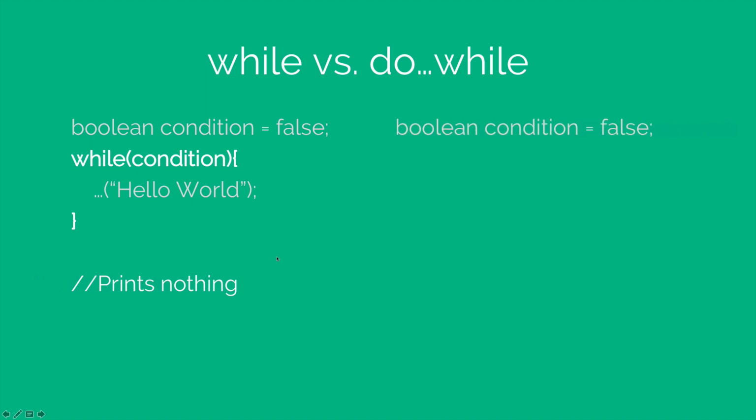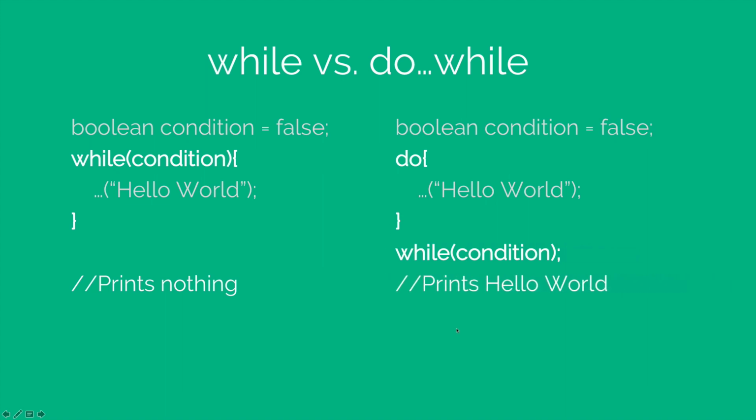But if I have the same example where the variable is false, and if I write a do statement and I try to print hello world inside it, this will work the very first time because initially it doesn't check the condition. Afterwards, it checks the condition and doesn't run the do anymore. So this is the difference between the while loop and the do while loop.